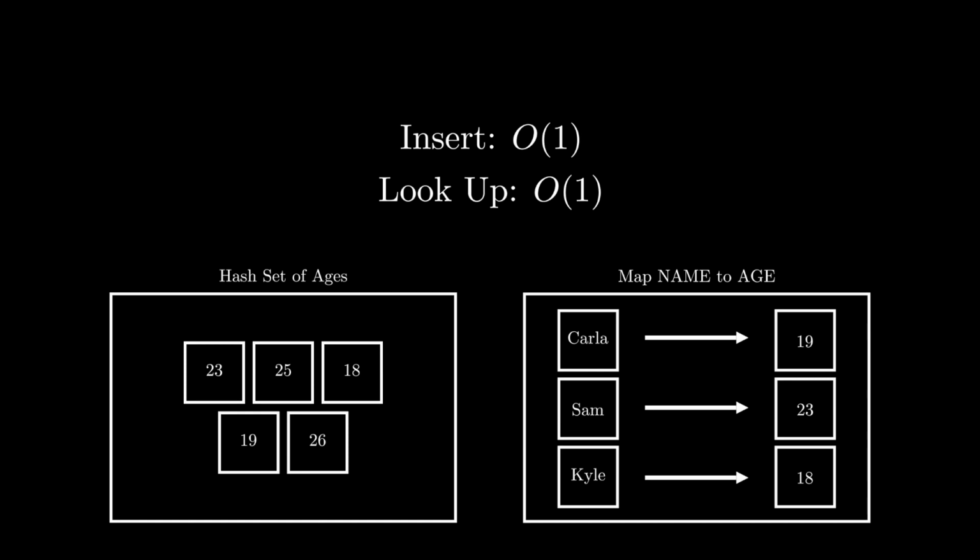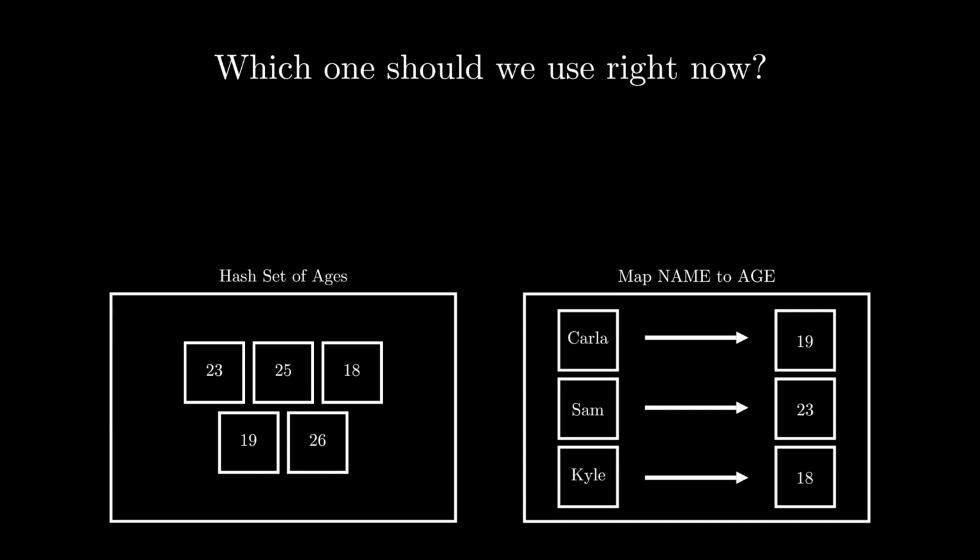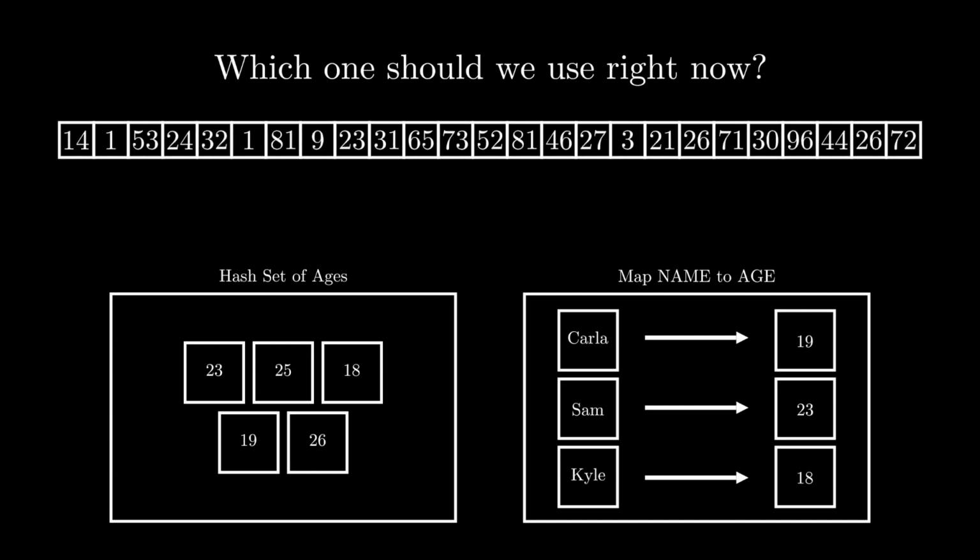So, in this case, which should we use right now? Should we use the hash set or the hash map? Well, let's first ask how we'd use either one. Remember, we want to find duplicates in an array. The idea is to go through each element in the array and somehow know if we've seen this element before. Which one of these data structures, the hash set or the hash map, fits the minimum requirements to remember if we've seen a number before?